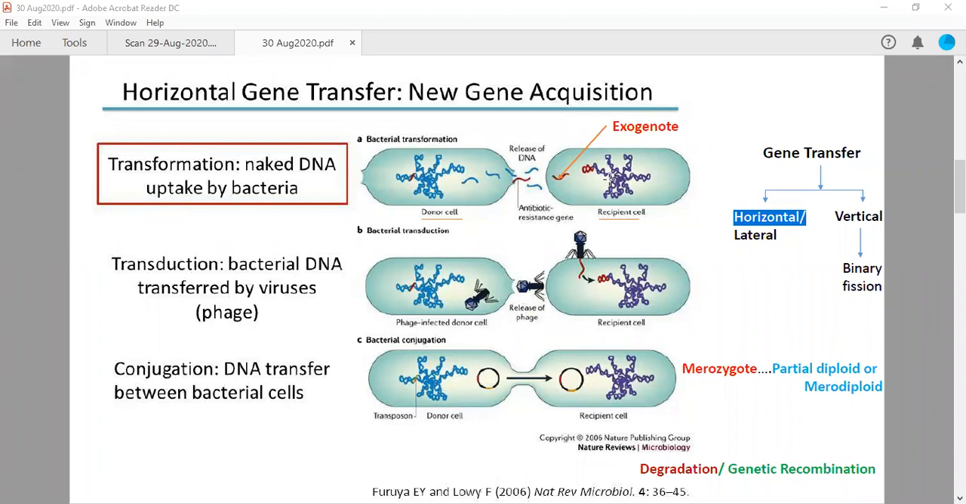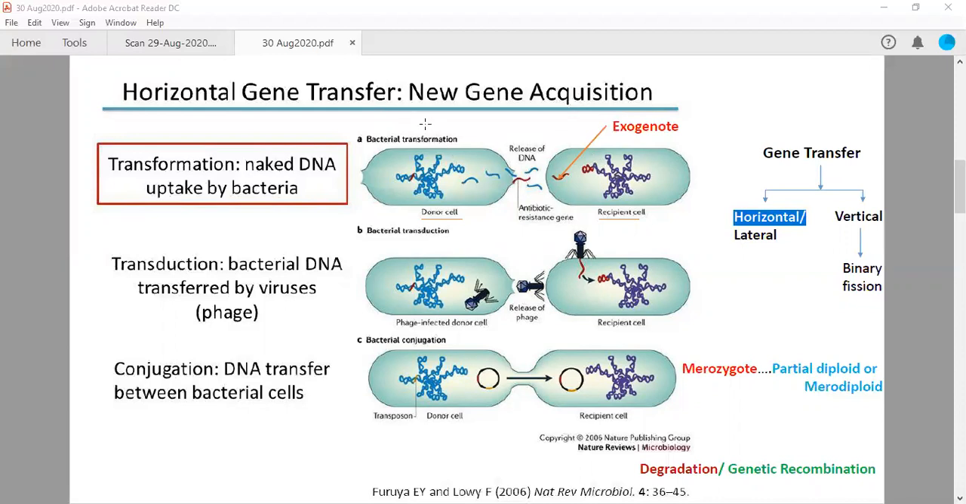So generally, what will happen? There are two possibilities: either this exogenote coming into the recipient bacterium will be degraded, or it will be integrated into the chromosome by homologous recombination. So there are two ways this can happen: either it will be degraded or destroyed, or integrated. There is a competition between these two processes, whether it will degrade or be integrated into the endogenote. This exogenote is a portion of DNA coming from the donor cell.